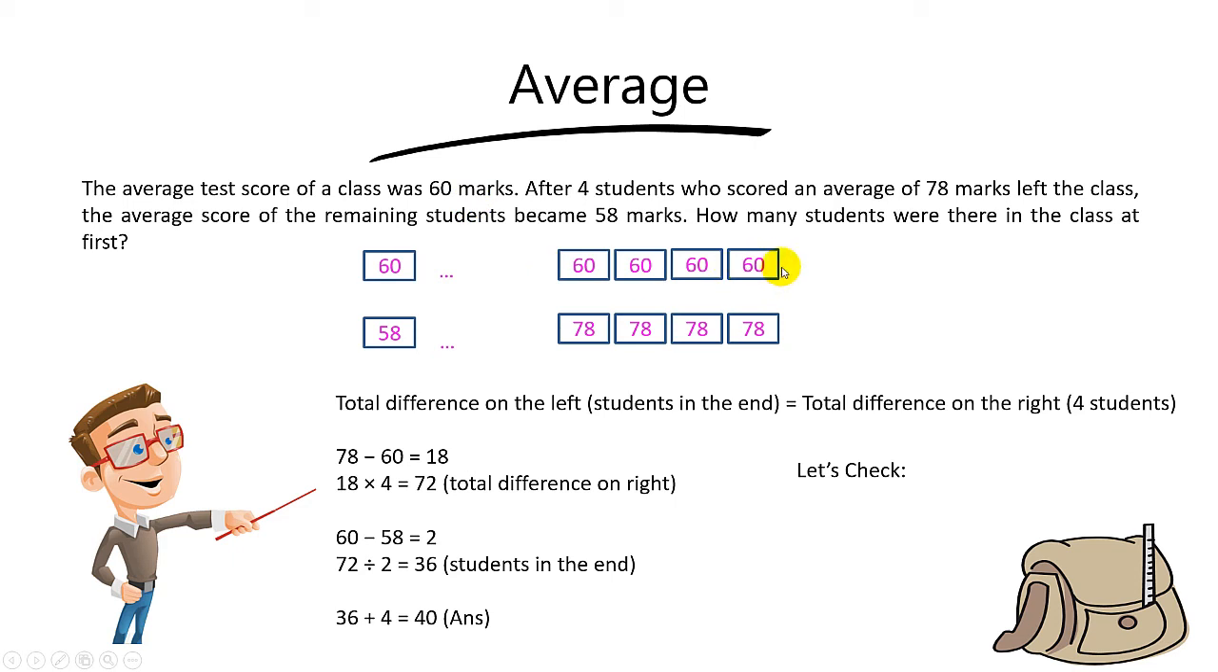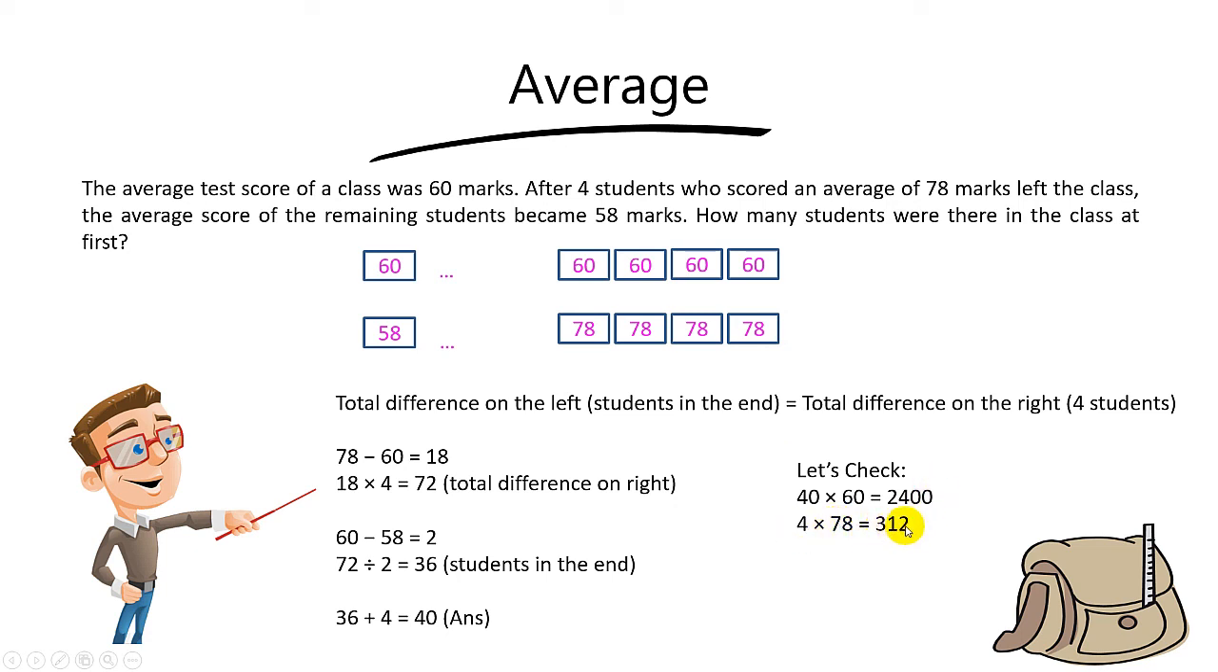To double check the answers, you can simply use this answer to work backwards. Right. Let's say there are 40 students in the class. The total marks for these 40 students will be 40 times 60 equals to 2,400. Okay, and now 4 students left the class. So the total marks for these 4 students is 78 times 4, which is 312.